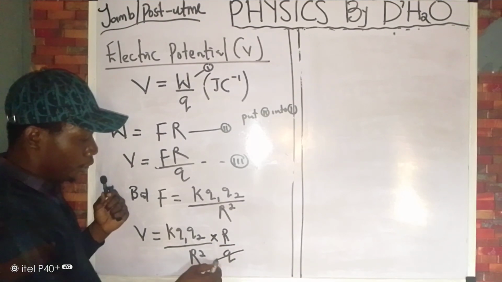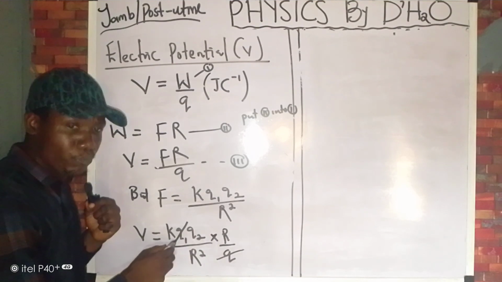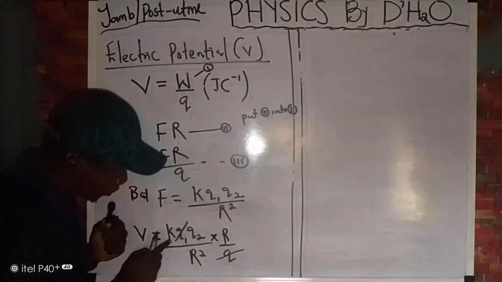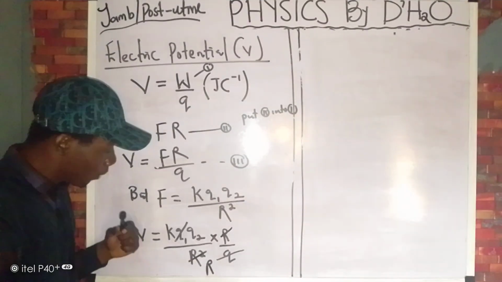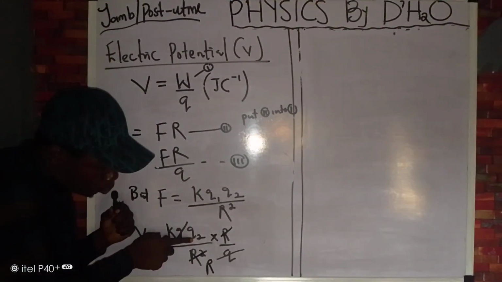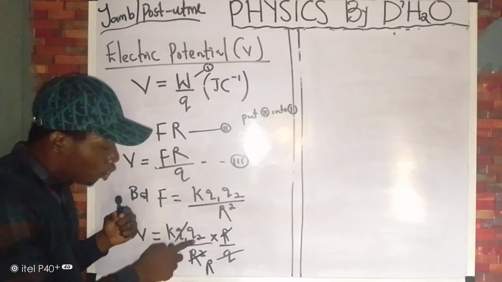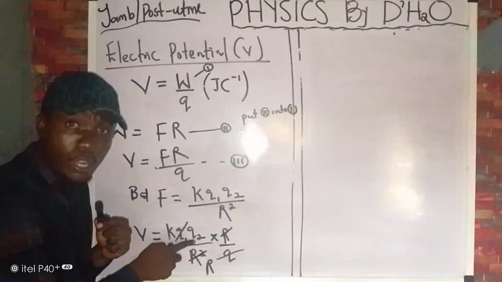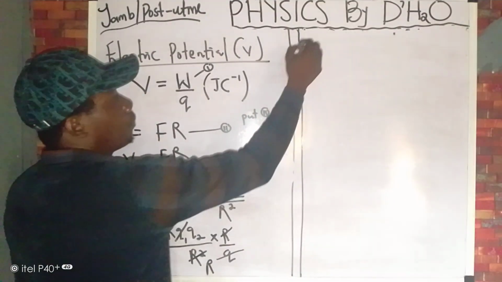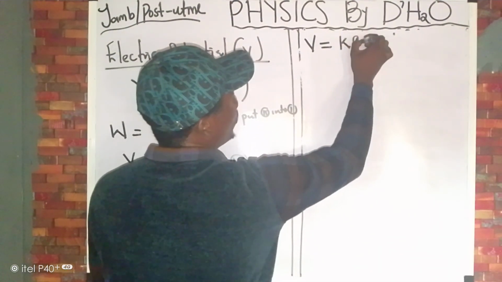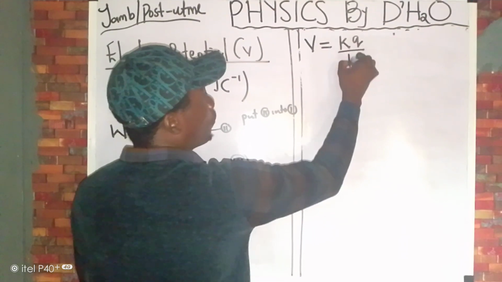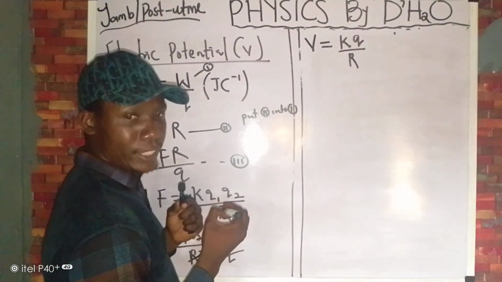First of all, Q cancels Q. Are you seeing it now? Yes. Now if Q cancels Q, this r can cancel one of the r's, so you have just one r here. So we are left with KQ2 over r. You see now, no need of writing Q2, since you have only one charge. So our electric potential has given us another formula: V equals KQ over r. Are you seeing it now?